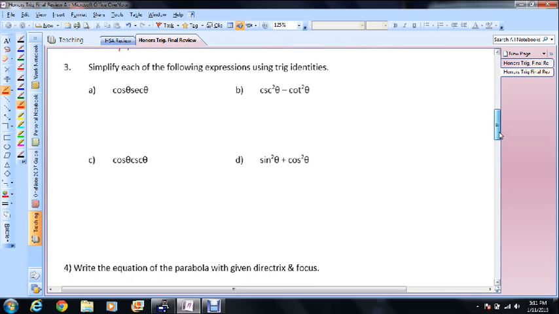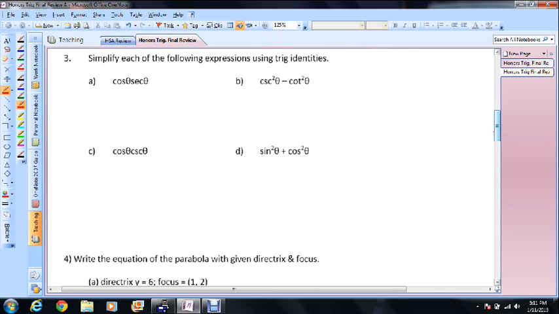Okay, moving on to number 3. So every problem number 3 involves the identities. So just a reminder that you might want to put on your cheat sheet for the final exam some of the identities mentioned in the review packets. You don't have to put every single one on there, but the ones mentioned in the review packets, I would strongly suggest that you put that on your cheat sheet. So here we go. So I'm going to start by simplifying part A.